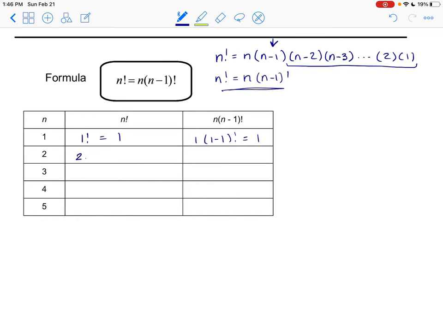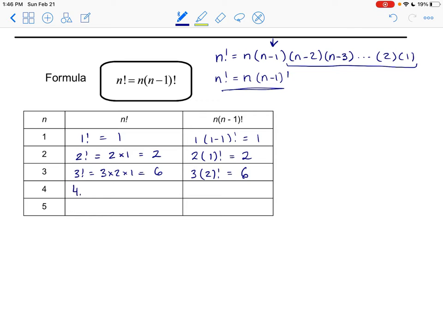Okay, so what about if n was 2? 2 factorial is 2 times 1. Well, that's 2. And under this other version of it, we'll say n is 2, so 2 multiplied by 2 minus 1, well, that's 1 factorial. Well, that's also equal to 2. Okay, let's do the next one. 3 factorial. 3 times 2 times 1 is 6. Or in this formula, we'll have 3 multiplied by a 2 factorial. And 2 factorial is 2, so 3 times 2 is 6.